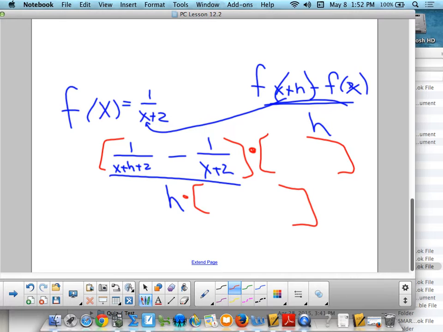They're both denominators. It is the denominators. You want the denominators to go away. This is called complex fractions. Get rid of the denominators. So you'd multiply by the first denominator, x plus h plus 2, times the second denominator, x plus 2. And then Corey, you do the same here.